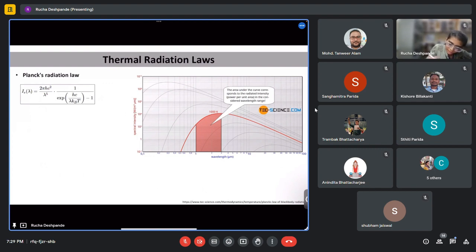So next we have Planck's radiation law. This law gives us the distribution of spectral intensity as a function of wavelength. So basically, this is the equation of this curve.